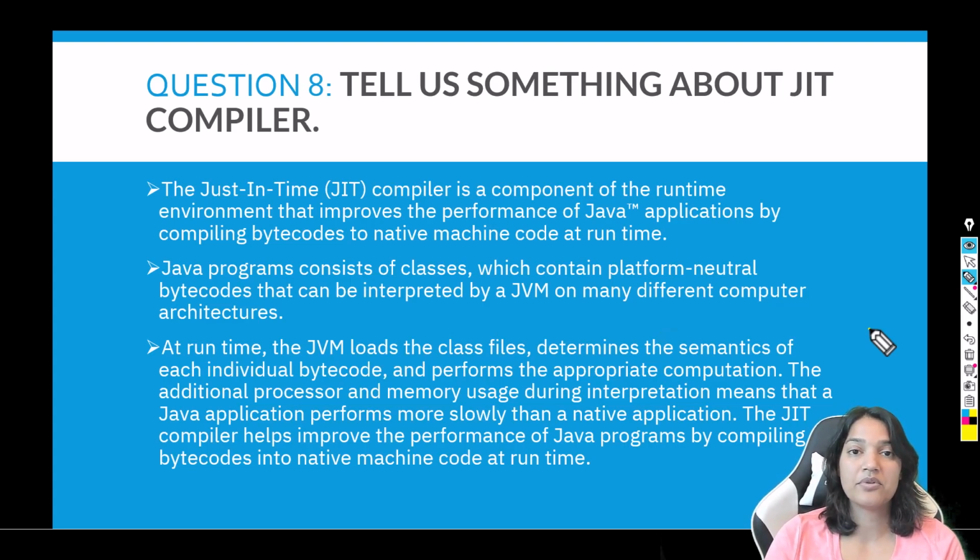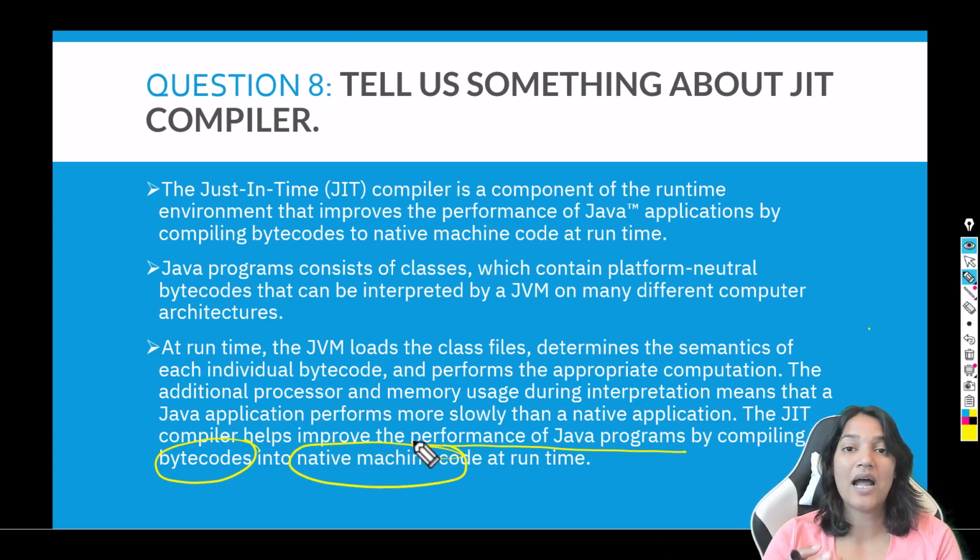So at runtime, what happens is when the JVM loads these class files, it determines the semantics of each individual bytecode, right? So it has these bytecodes that it loads and it performs the appropriate computation. The additional processor and memory usage during the interpretation means that your application is going to run slower than a native application. So what does this JIT compiler do? The JIT compiler helps improve the performance of this Java program by compiling these bytecodes into native machine code at runtime. And that is the reason it makes our program run fast.